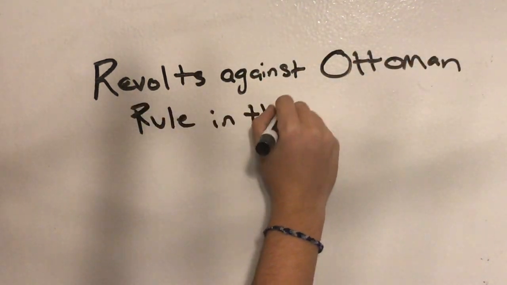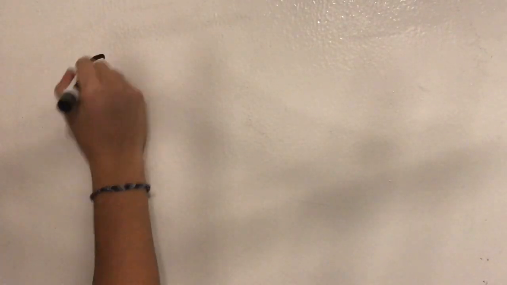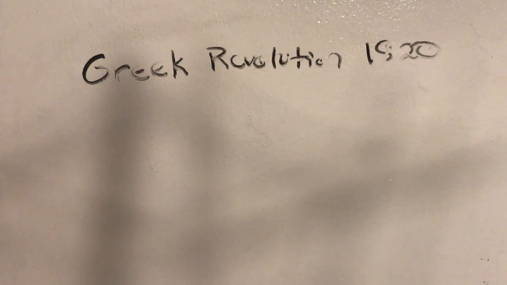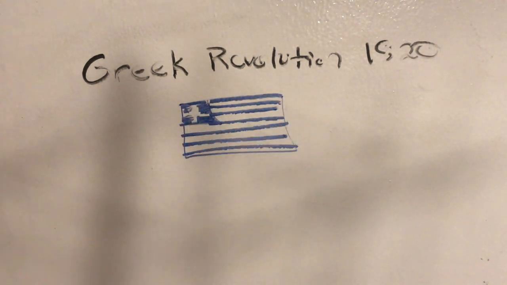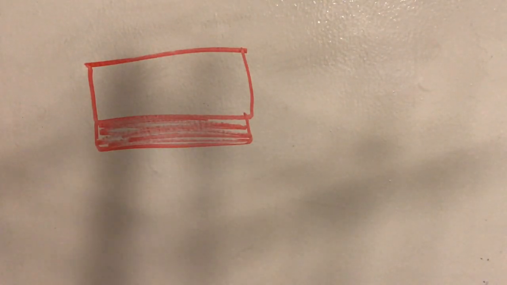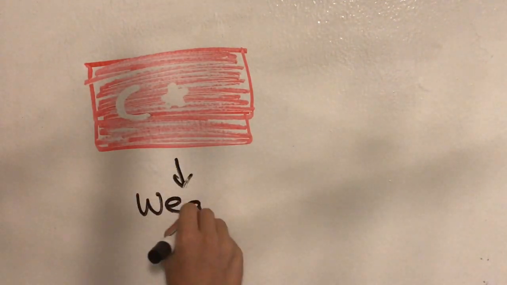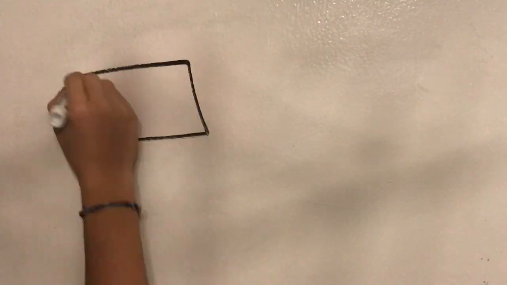Now to revolt against the Ottoman rule in the Balkans. First we're going to look at the Greek Revolution of 1821. Look at that beautiful flag of Greece. So, first we have to look at the Ottoman Empire, who controlled Greece. The Ottoman Empire is generally a weak and unstable empire, and they are troubled by European diplomacy.